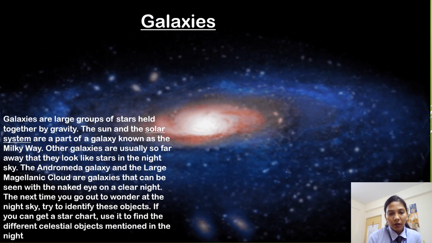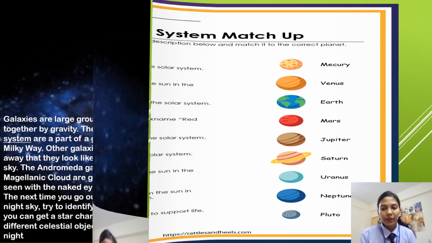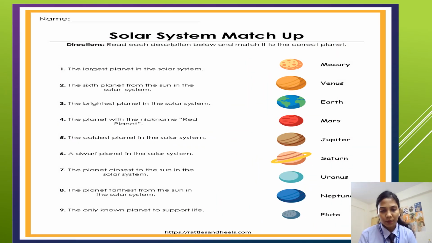To understand the solar system, we do one small activity. Here you see some questions. You have to match these questions with these planets. The largest planet in the solar system is, very good, Jupiter. The sixth planet from the Sun in the solar system is, very good, Saturn.